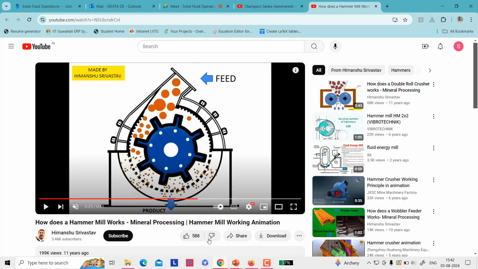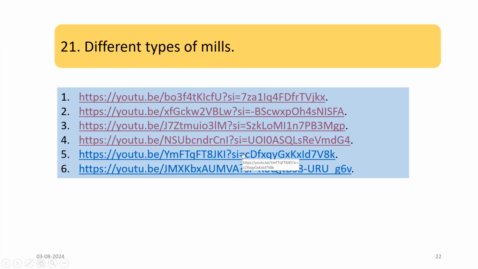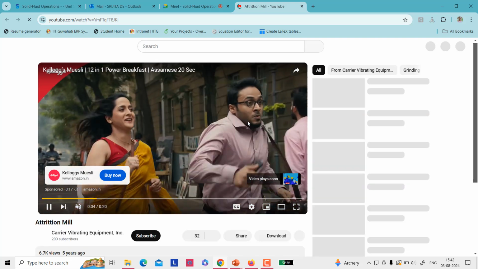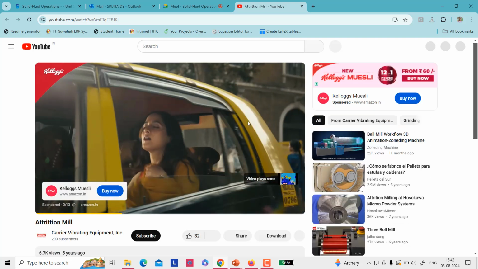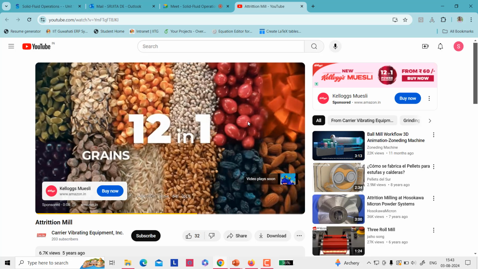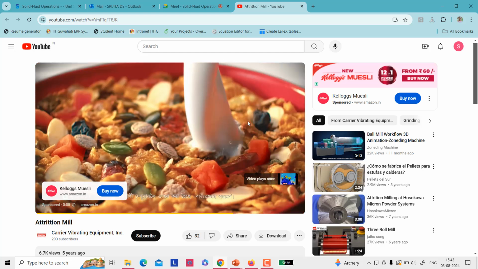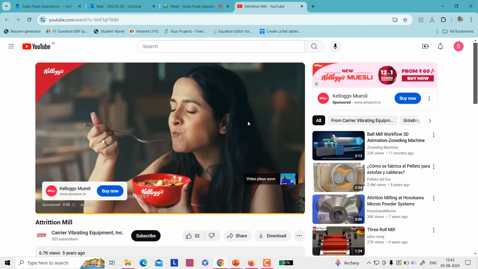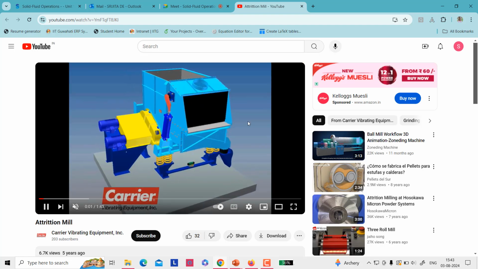Okay, so now the last two are there. This one is the attrition mill. In case of attrition mill, the grains are rubbed between the grooved flat faces of rotating circular roughened discs.